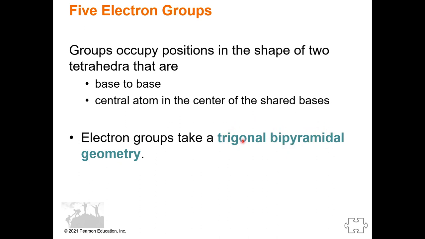Where does the triangle come in? Well, think of the base of a pyramid. It's in the shape of a triangle. Okay, so try to picture that in your mind. Trust me, it'll be very helpful once you need to start memorizing these different geometries. So when you have five electron groups, think of two pyramids stuck to each other having the same triangle base.